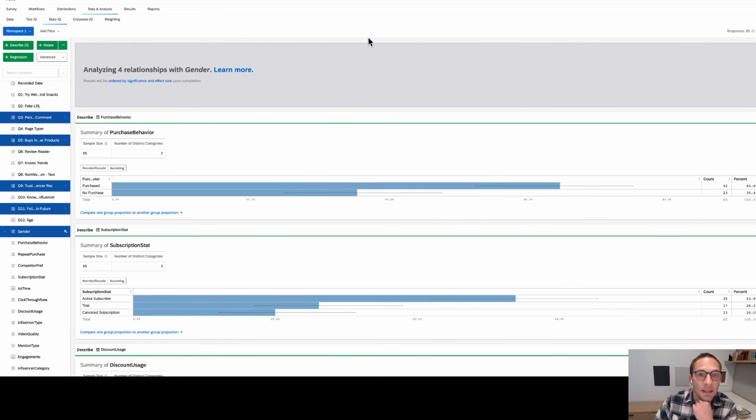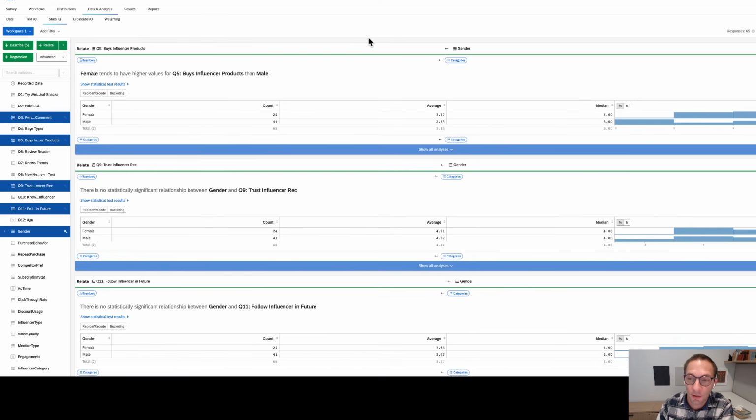And then we'll take a look at how to run a t-test here. So female tends to have higher values for Q5 than male, okay? So these results are going to look a little different than chi-squared. For chi-squared, our output was a category, okay? So for chi-squared, we were getting percentages and numbers. So what percentage of males completed the class?